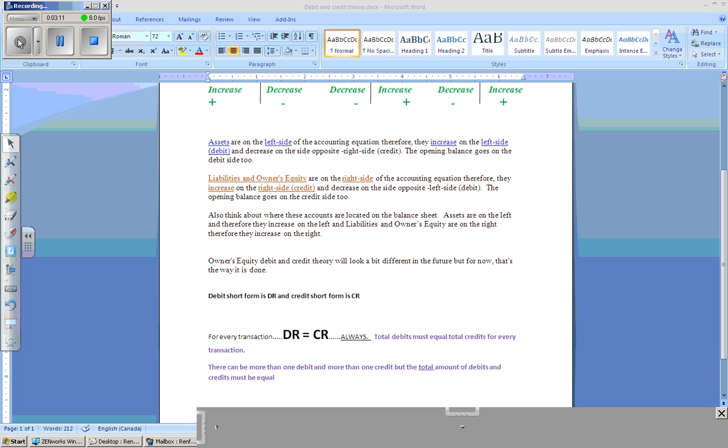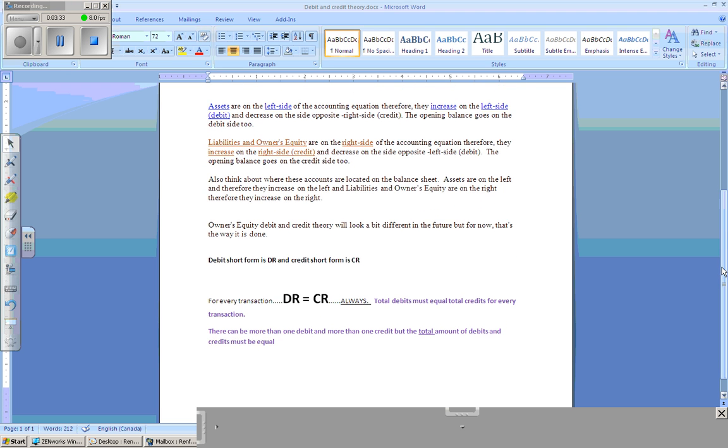The short form for debit is DR and for credit is CR. Just remember this is very, very important: for every transaction, your debits always equal your credits. Your total debits must equal total credits for every transaction. There can be more than one debit and more than one credit, but the total amounts of debits and credits must be equal.